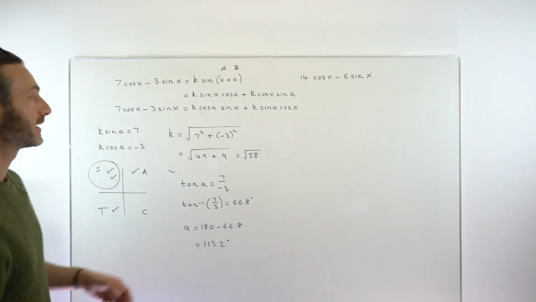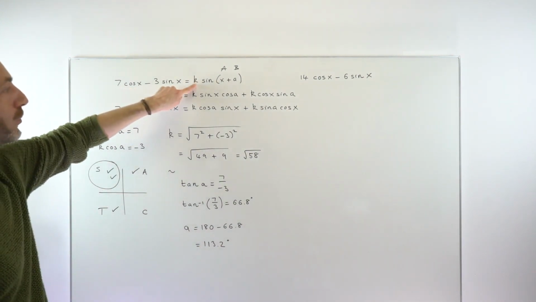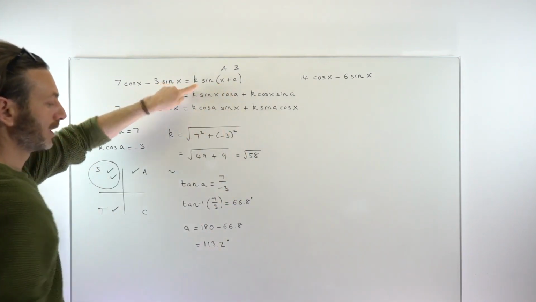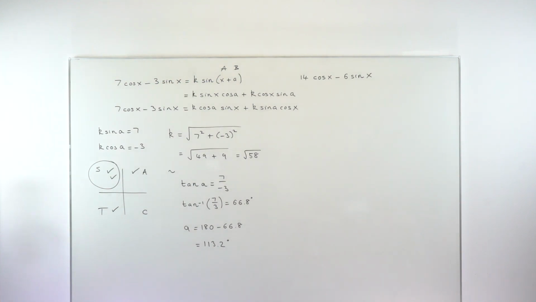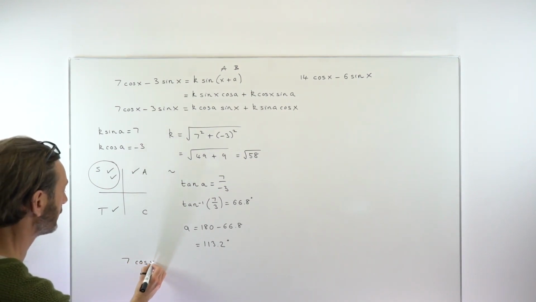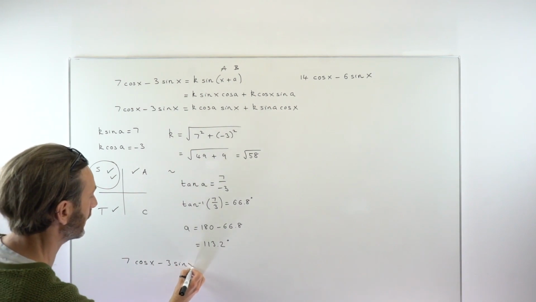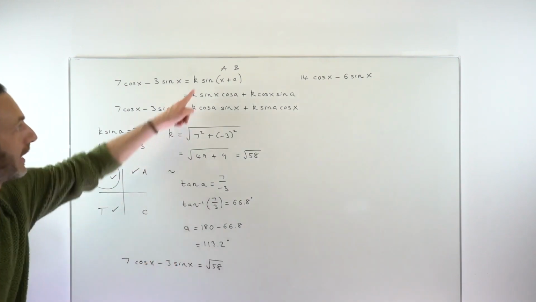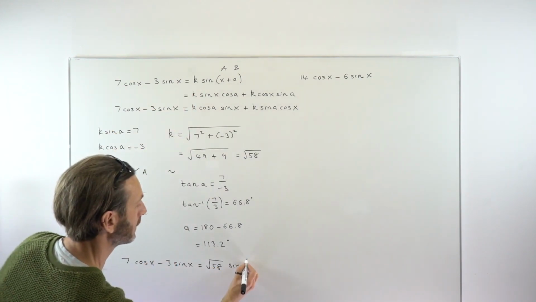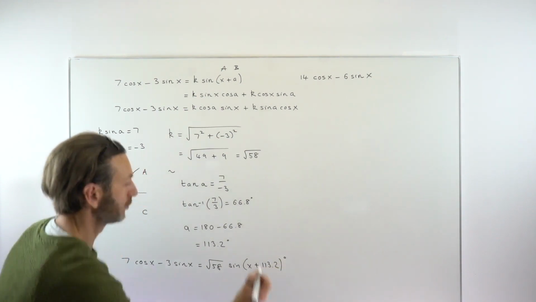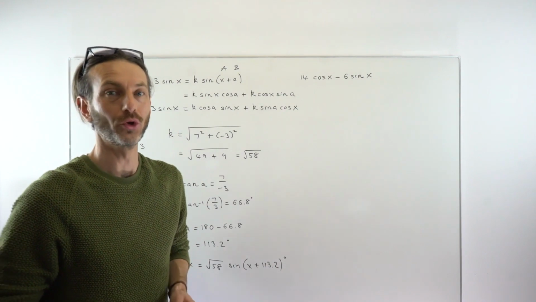So what does that tell us? Well, that tells us that this expression is equal to the K value, root 58, sin of x plus the A value, which is 113.2. It's maybe good practice just to write that somewhere. I'm running out of space here, but I'll write it at the bottom. So it'll be 7 cos x minus 3 sin x is equal to root 58 sin of x plus 113.2 degrees, just plugging in the K value there. So that's the first part of the wave function question.